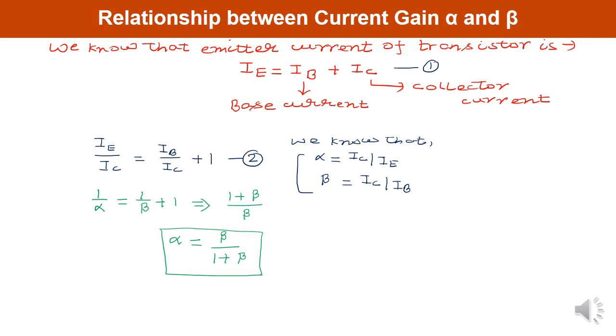So in a numerical question, if the value of beta, which is the current gain for common emitter configuration, is given, you can calculate the current gain for the common base configuration. And if you simplify this equation, you will be able to derive the value of beta in terms of alpha. It would be nothing but alpha upon 1 minus alpha. So this is the relationship between the current gain of common base and common emitter configuration. This is the desired expression. You must remember it.